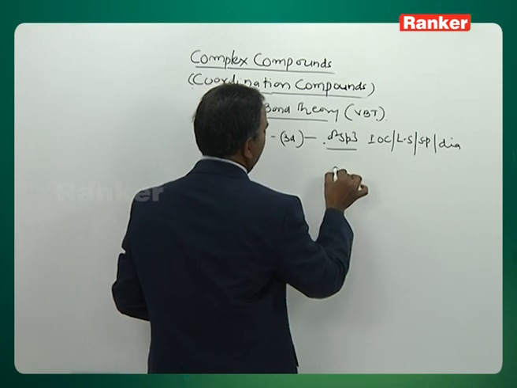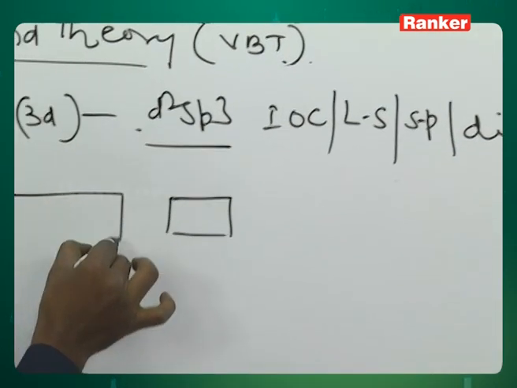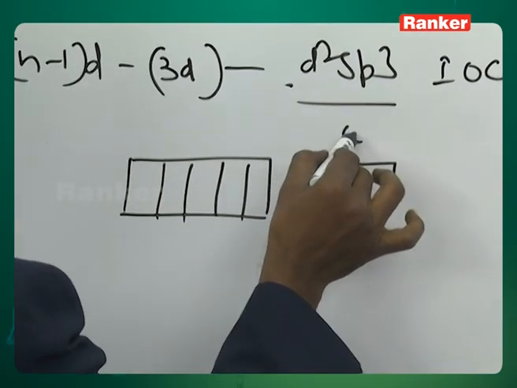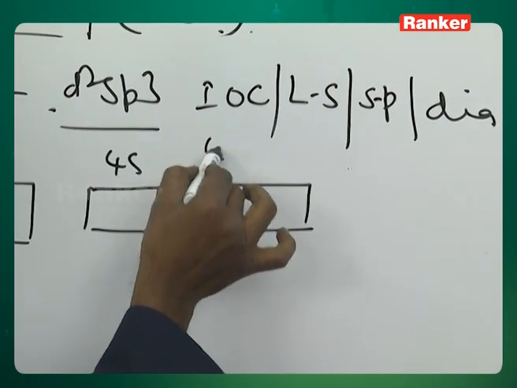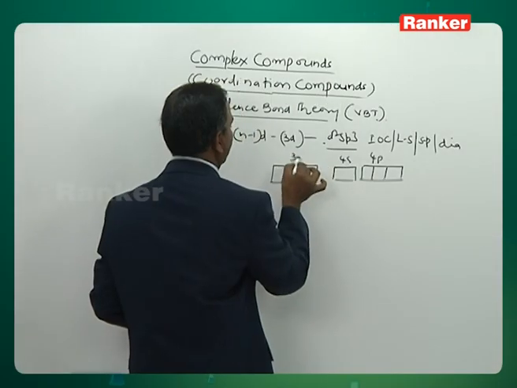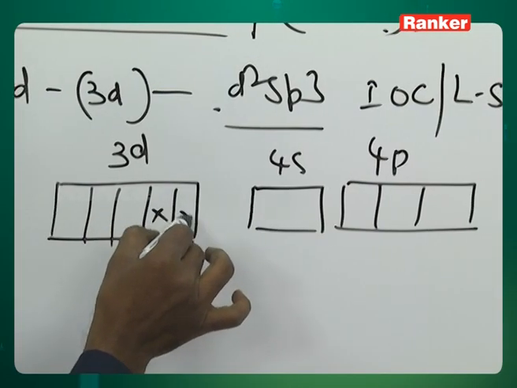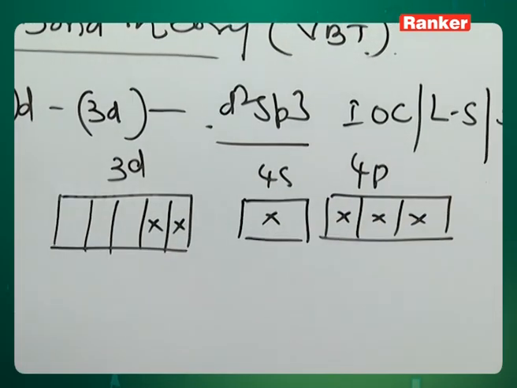Now you see it is actually 3d orbitals: 3d, 4s, and 4p you take. What is said? d2sp3: two d orbitals from 3d, and with 4s and 4p, 1, 2, 3, 4, 5, 6 orbitals you consider.